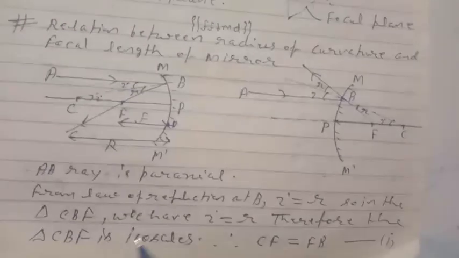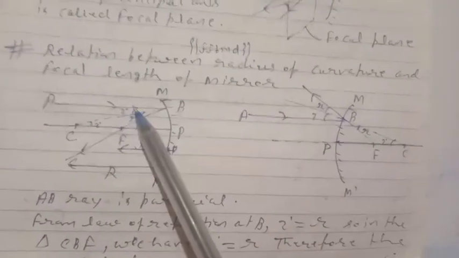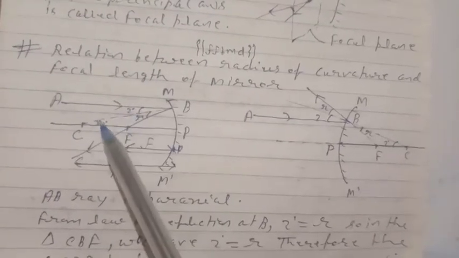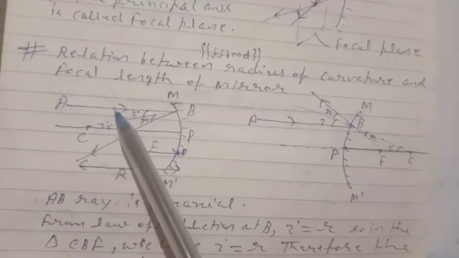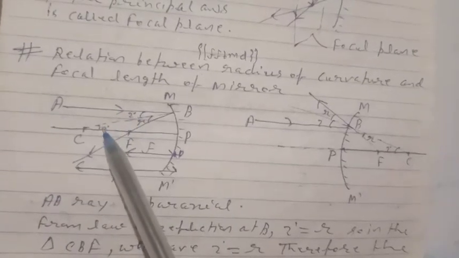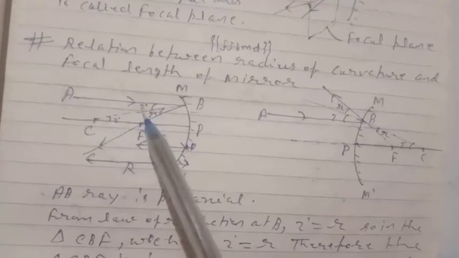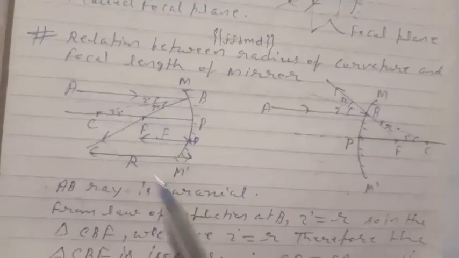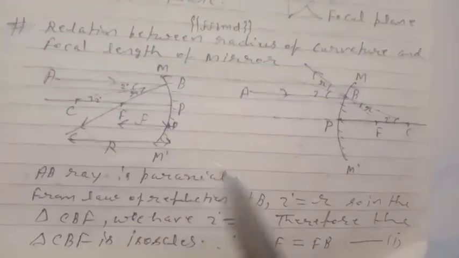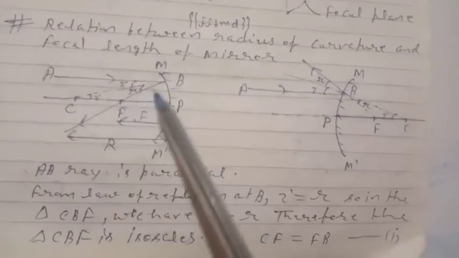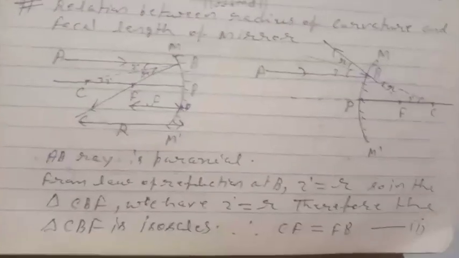Therefore, the triangle CBF is an isosceles triangle, because this angle is equal to this angle, and this angle is equal to this angle, because this line is parallel. So this angle will be equal to this angle. Now in the triangle, both angles are equal, so this will be an isosceles triangle. Hence CF will be equal to CB or FB. CF will be equal to FB in both cases.